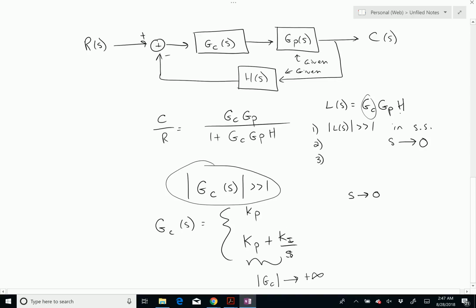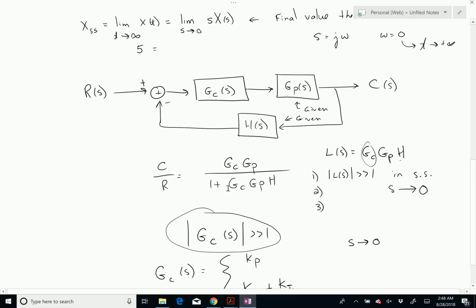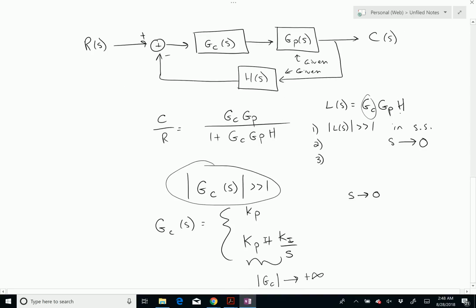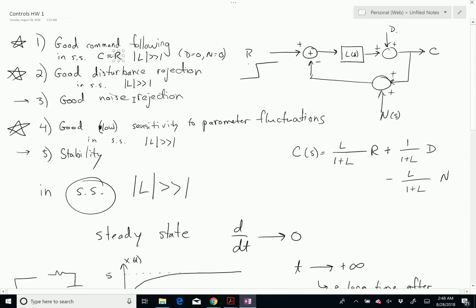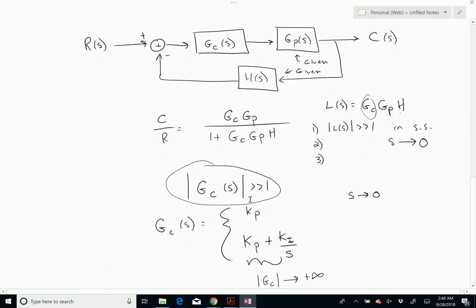If you keep this in mind, okay, what you will see in the homework, don't get too lost in all the math, right? Basically what you're going to find is that when I have KP as the controller versus this guy as the controller, when this guy is the controller, G sub C is going to get as large as possible, and I'm going to have perfect command following, perfect disturbance rejection, and perfect sensitivity to parameter fluctuation. If I just have KP, it's not as good, okay?